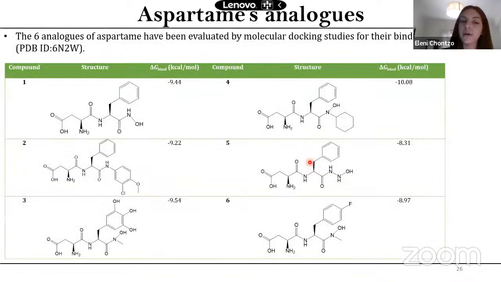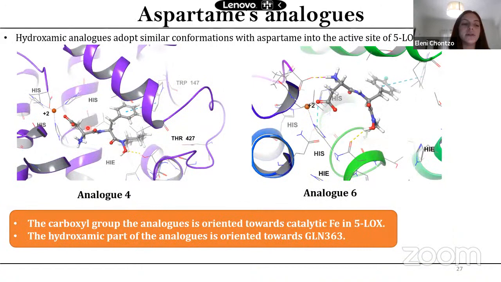And then they were further evaluated for their binding to human 5-LOX. As we can see by the binding values, the values are really favorable, and we indeed created better inhibitors. A very important part is that at first we thought that when we added the hydroxamic part in the molecule, this could be oriented towards the catalytic active site of the iron.